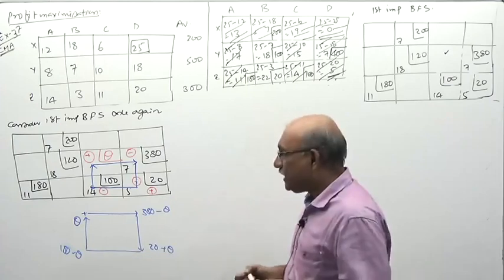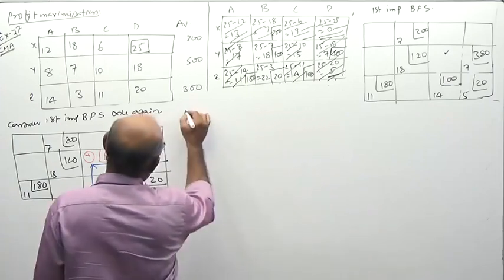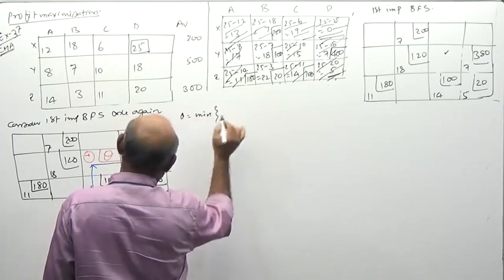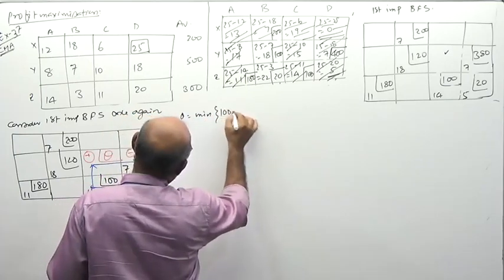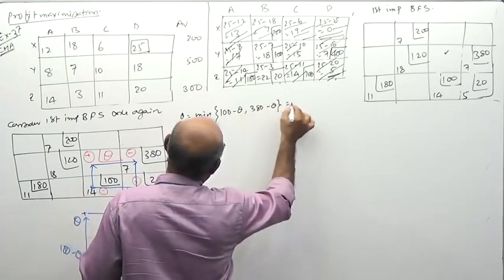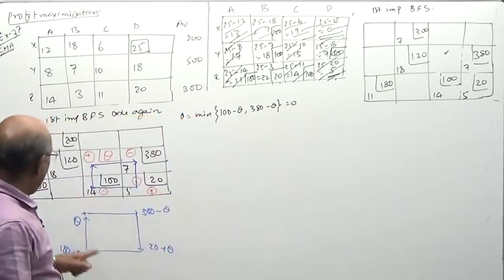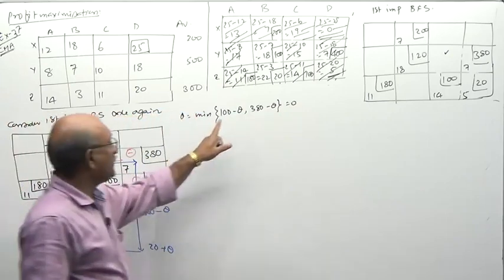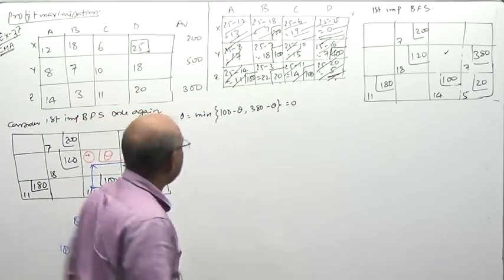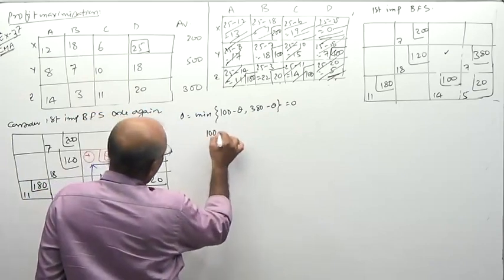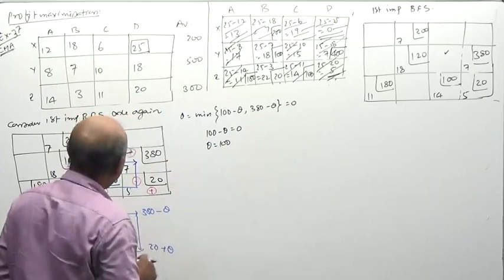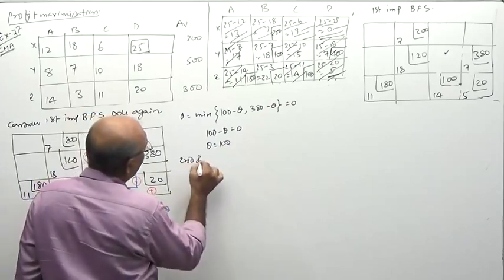Now, the theta value we have to calculate. Theta is equal to the minimum of 100 minus theta, 380 minus theta, equated to 0. So 100 minus theta is equal to 0, theta is equal to 100. Now, the second improved BFS.